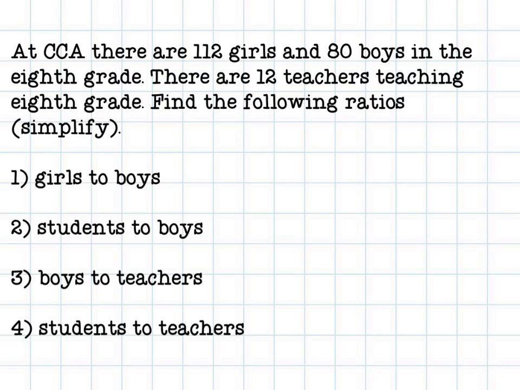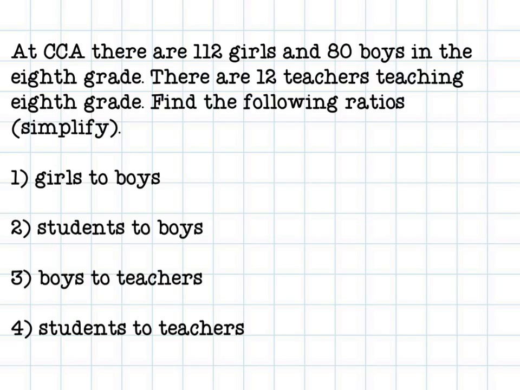Now, here's a word problem that we're going to try and find some ratios for. We will do the first two together, and then I will save the last two for you to do on your own. At CCA, there were 112 girls and 80 boys in the 8th grade. There are 12 teachers teaching 8th grade. Find the following ratios, and remember we need to simplify them. We're going to do all of the ratios right now as fractions.